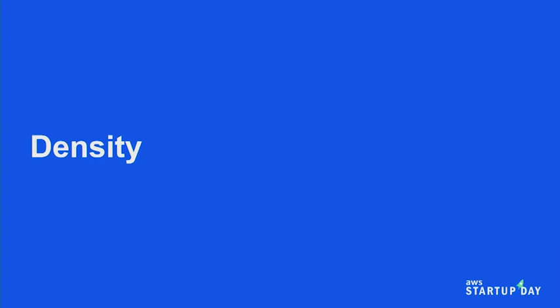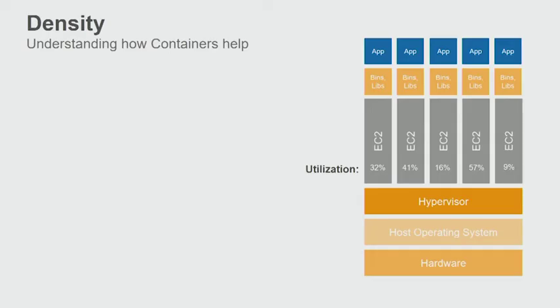So let's talk about density a little bit. This is going back to compute, right? This is a pretty typical application deployment. Here we have 5 EC2 instances, right? And here's the water line of responsibility. This is AWS's problem. And this is your application, your dependencies, your binaries.